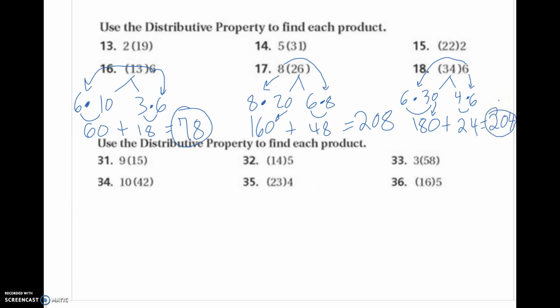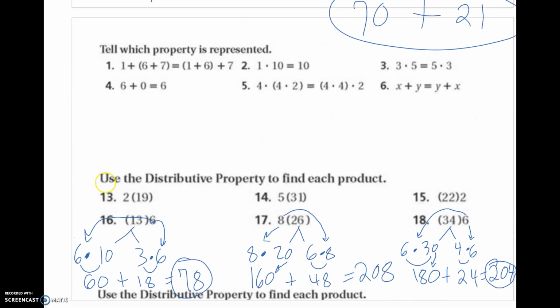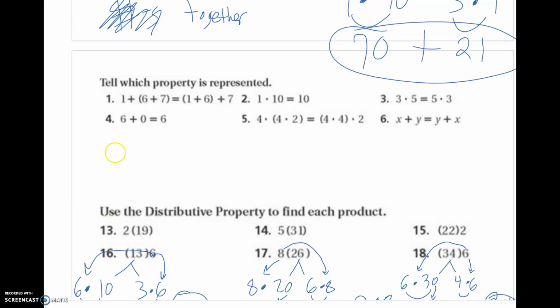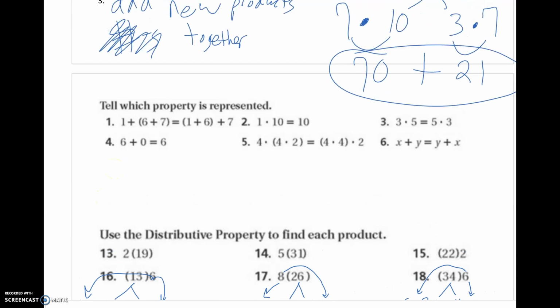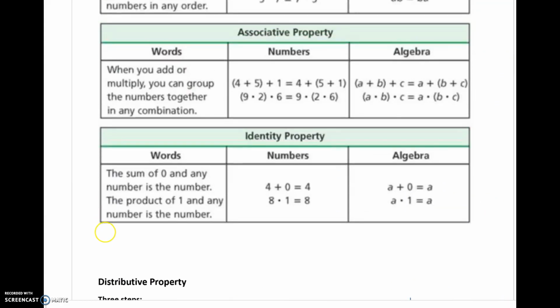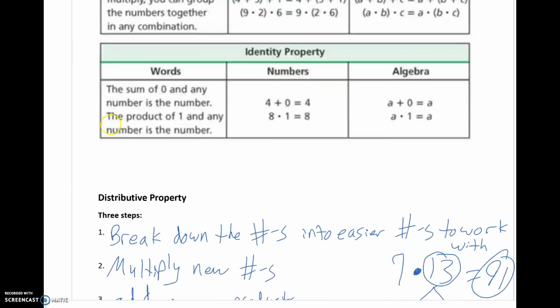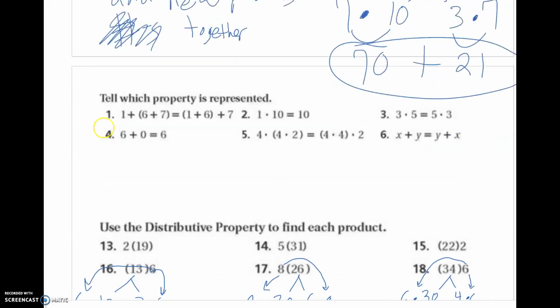All right, so that's it for distributive property. Let's see, there's still a little bit of time left on this video, so let me see if we can quickly go back up and work on the other properties we talked about. So number 1, we see parentheses. So we talked about earlier with the associative property, the groups change, the parentheses change. Okay, so that's a quick giveaway.